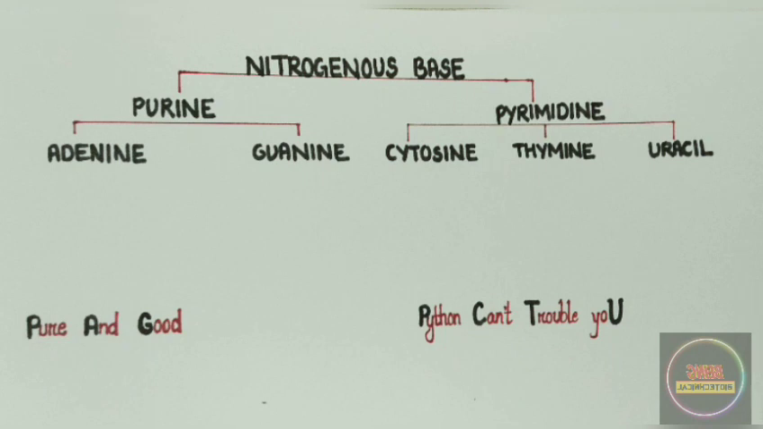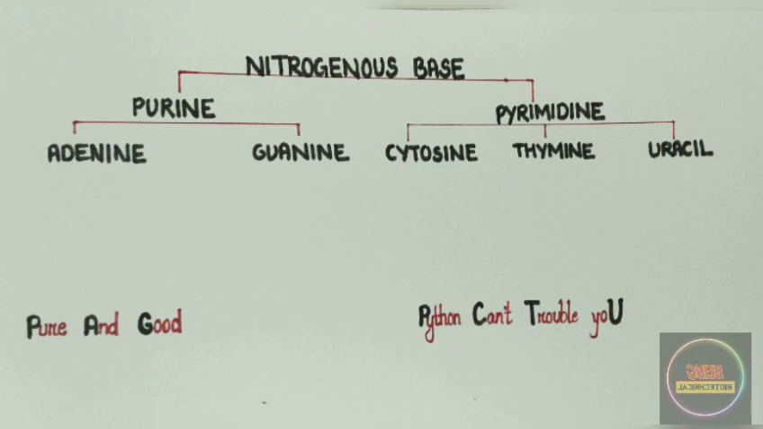So adenine and guanine are both purines. Cytosine, thymine and uracil are the three pyrimidines. You may also recall it as 'pure and good'. Pure means purine, take A from pure for adenine, then take G from good for guanine. So, purine has two components, adenine and guanine.